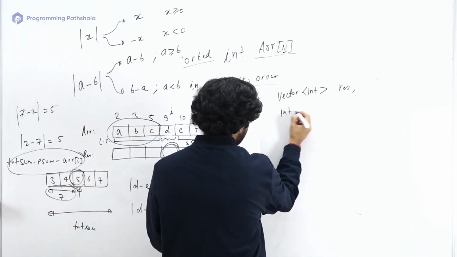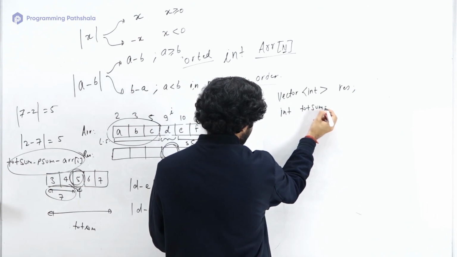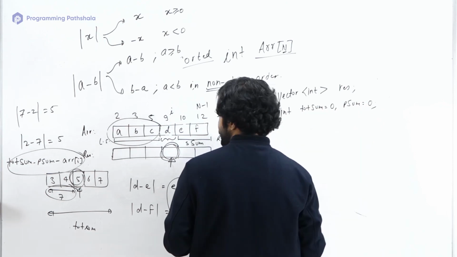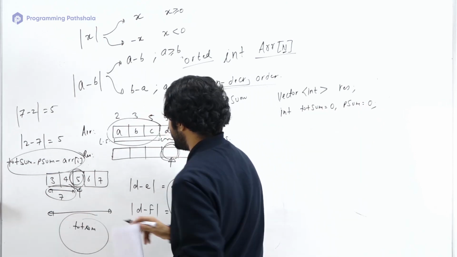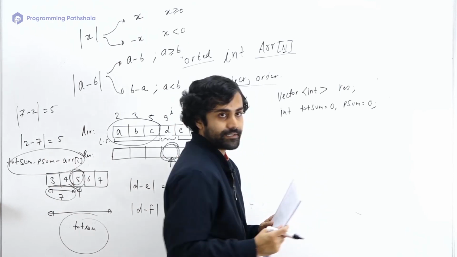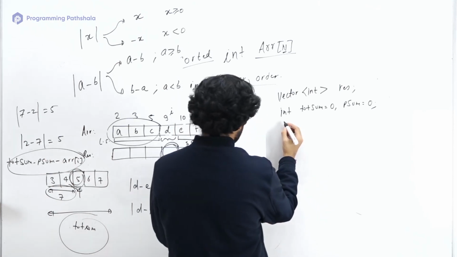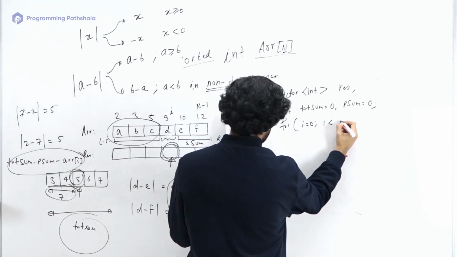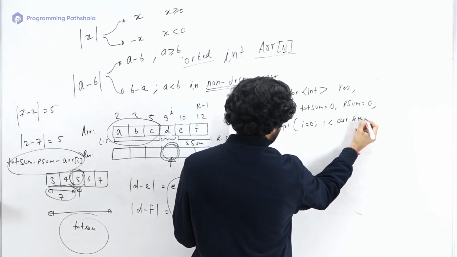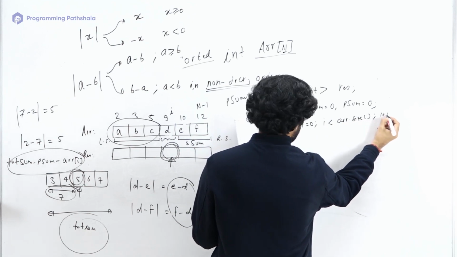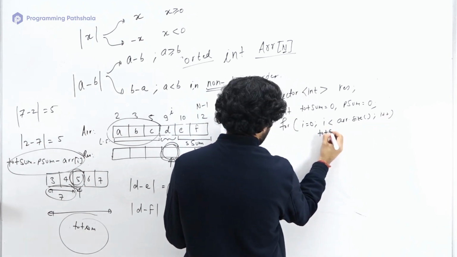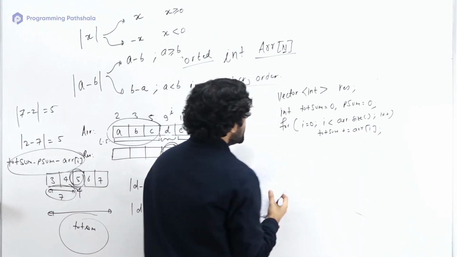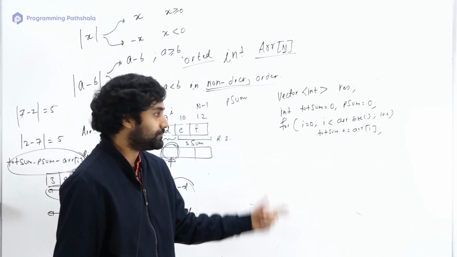And then I'll initialize a total sum to 0, and I'll initialize my prefix sum also to 0. Now my responsibility is to first compute the total sum, which I can do very easily by scanning the array, and total sum is not going to change. So I'll just move from I equals 0, I smaller than array dot size, I plus plus, and total sum plus equals array of I. In this for loop, I have computed my total sum, right?